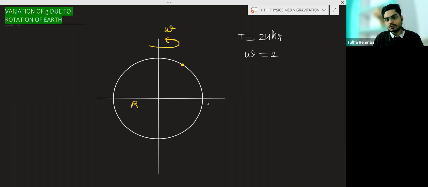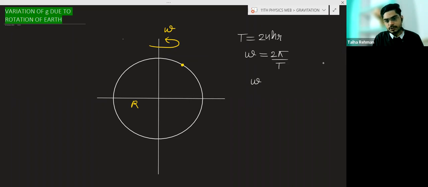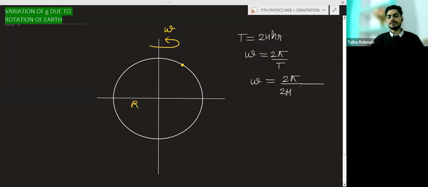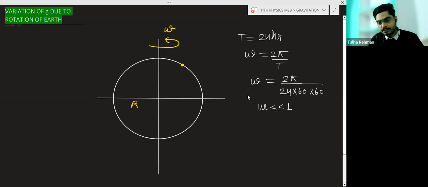Angular velocity is 2 pi by T. So omega you will get from here as 2 pi over the time period, which is 24 hours. Now you will convert this 24 hours into seconds, so you will multiply by 60, it will be minutes, and again by 60. So this value of omega is much less than 1. Means omega of the earth's rotation will be a small value.